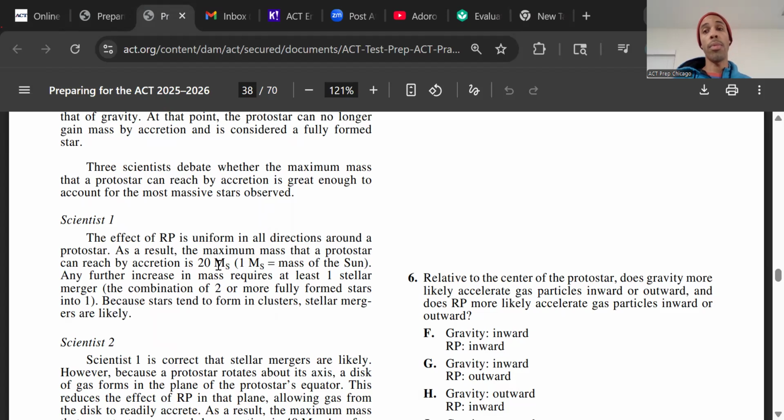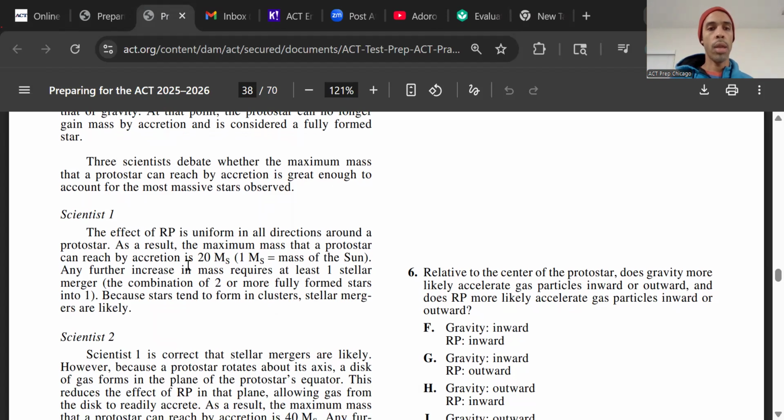So it's pretty big. You put 20 suns together, and they say that's the largest size that a protostar can reach. Any further increase in mass requires at least one stellar merger, a combination of two or more fully formed stars into one. So accretion can only get so big. If you want bigger than that, you need two big stars coming together. Since stars tend to form in clusters, stellar mergers are likely.